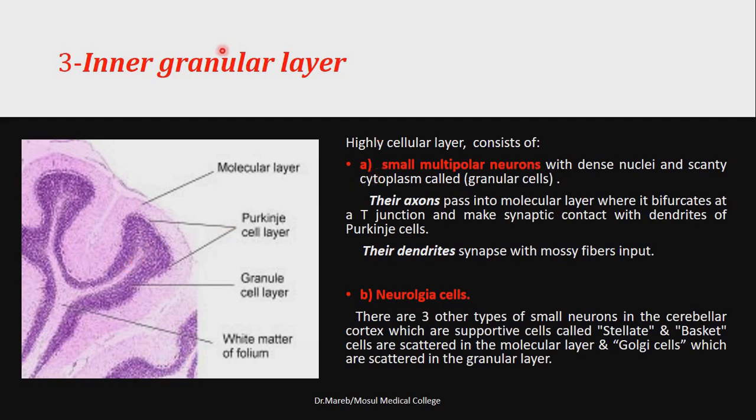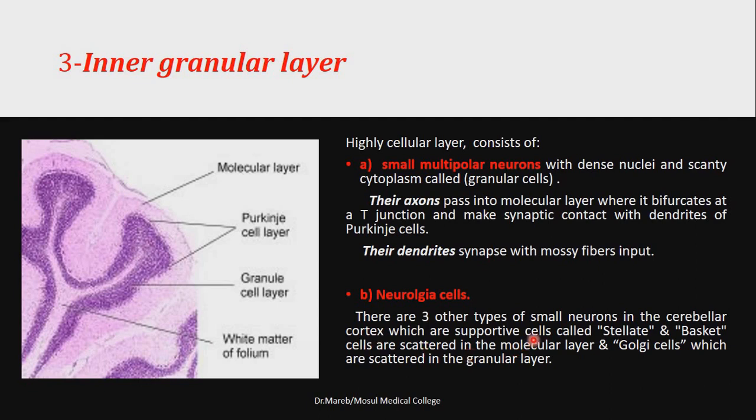In the inner granular cell layer, not only is there a small multipolar neuron called the granular cell, there are also neuroglial cells, which are supporting cells for the multipolar granular cell neurons. Besides these cells, there are 3 other types of small neurons in the cerebellar cortex. Besides the granular cells and the Purkinje cells, there are other cells, and they also play a supportive role.